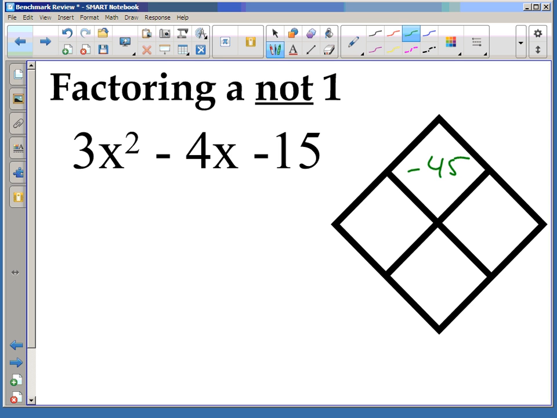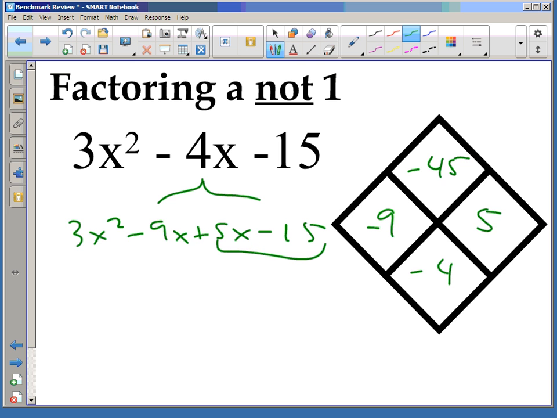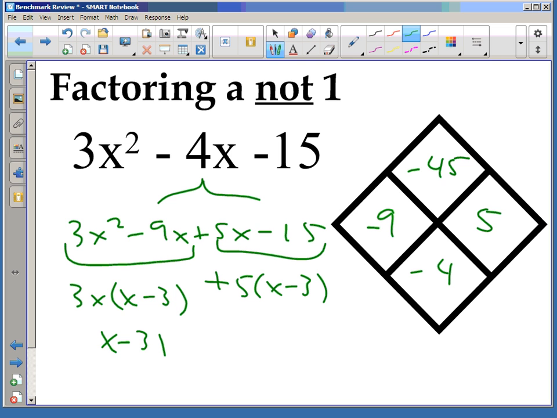Negative 45 for 3 times negative 15, and a negative 4. 45 comes about with a 9 and a 5, difference of 4, and I want the 9 to be negative. 3x squared minus 9x plus 5x minus 15. Factor out 3x, leaving x minus 3. Factor out 5, leaves x minus 3. So we get x minus 3 times 3x plus 5. And the order that you put these in won't matter. When you multiply, you'll get the same trinomial.